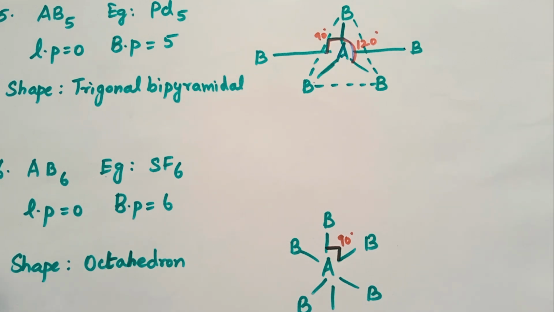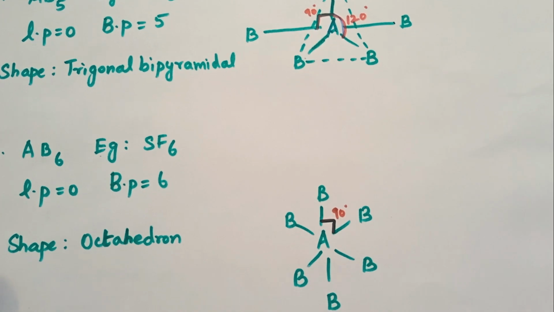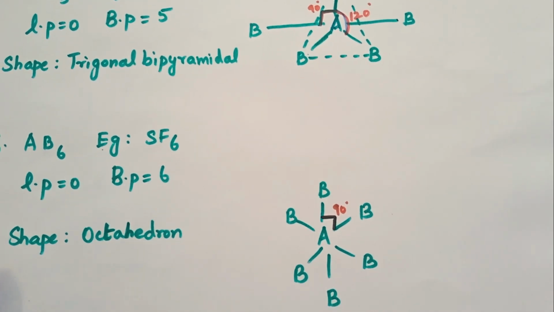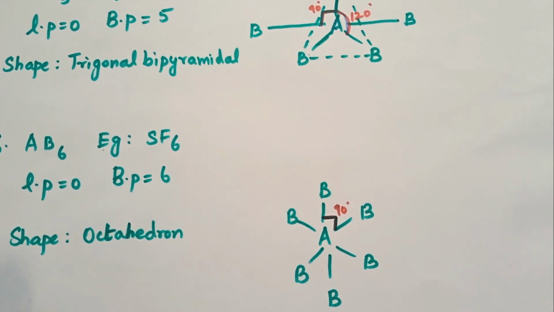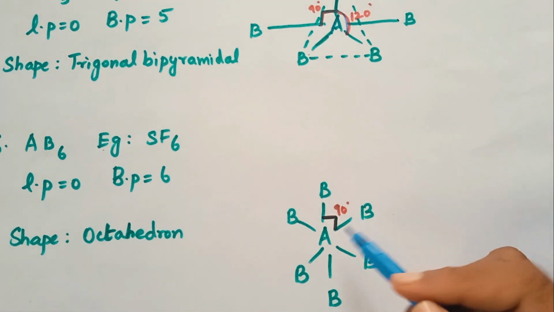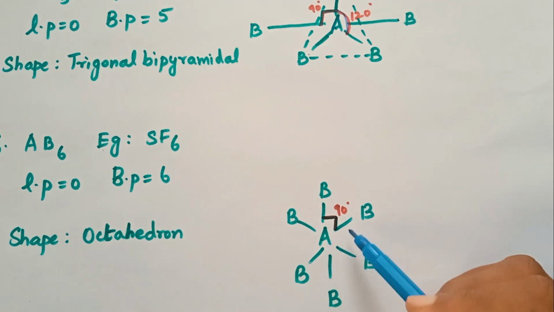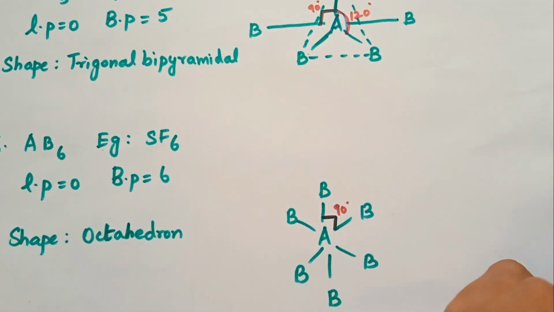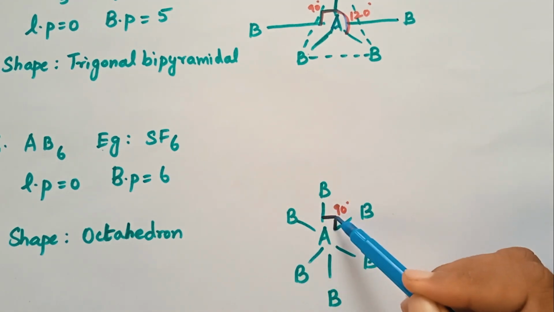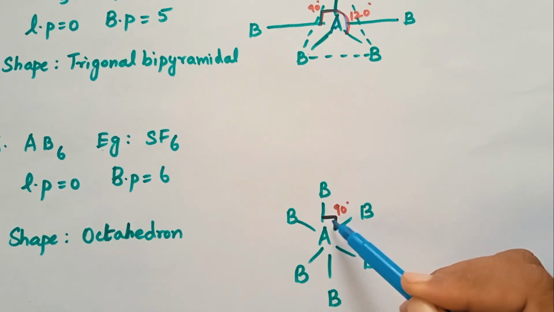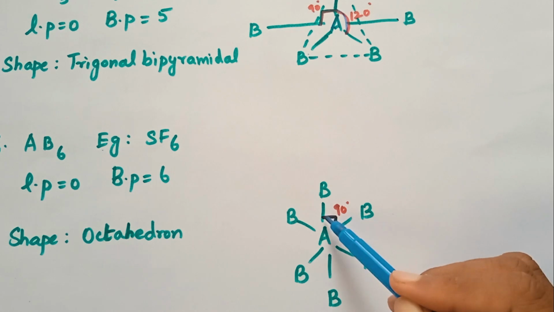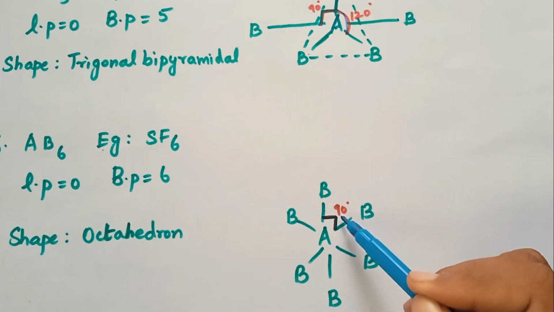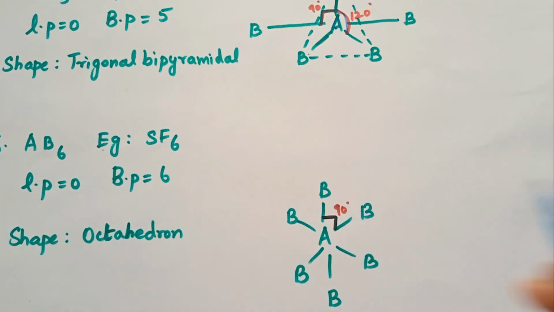Okay, next we will see the AB6 type of molecule. An example for this is SF6. The lone pair in this case is 0 and the bond pairs are 6. Since there are 6 bond pairs, it is arranged in an octahedral shape, and the angle between the two bonds is 90 degrees. Each bond forms a right angle with the other bonds. So the angle between the two bonds is 90 degrees.